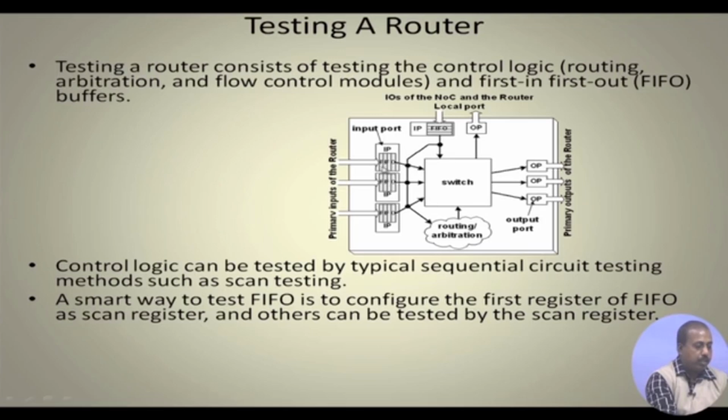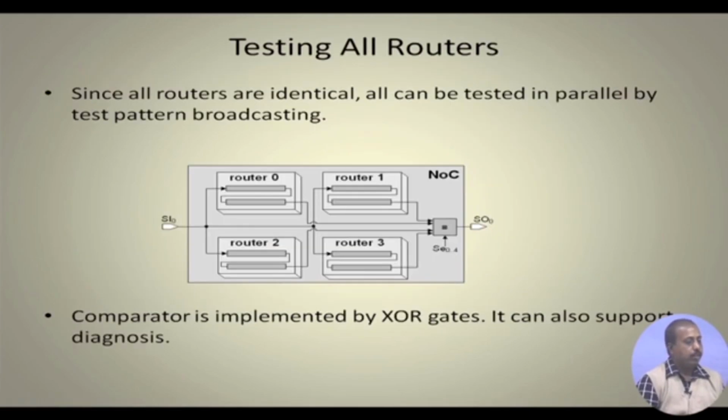Now, since it is a FIFO, there is a facility provided in this module so that the content of the first location can be shifted to the second one, to the third one, to the fourth one. So, if you load a particular scan pattern here and then transfer it by shifting to the lower FIFO cells, that way all the FIFO locations can be tested. So, this is the FIFO operation, and this is the overall crux of the router testing.